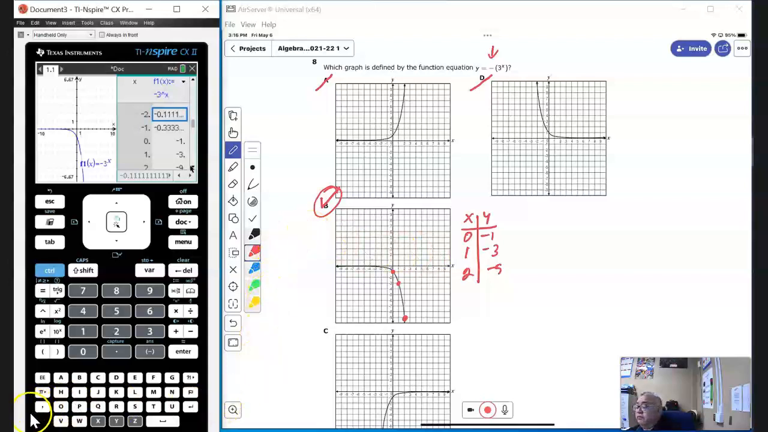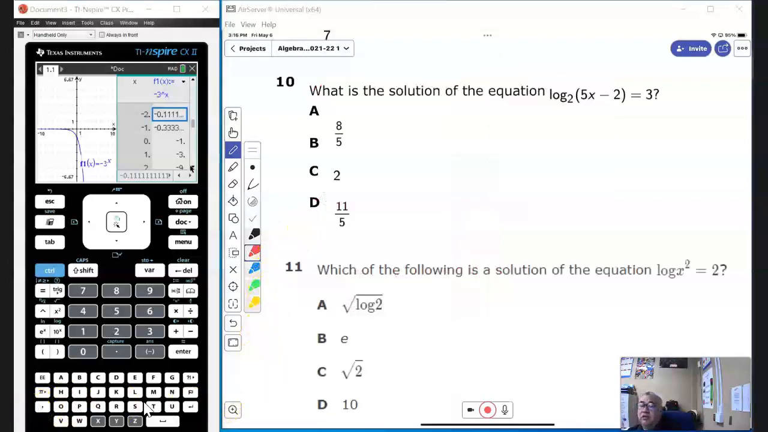And that's a graph. Number 10, it says, what is the solution to the equation log base 2 of 5x minus 2 is equal to 3? So once again, we're going to write the inverse. And you're going to write it in exponential form. So you have 2 to the power 3 is equal to 5x minus 2.